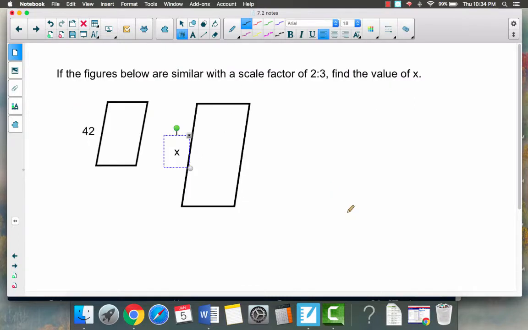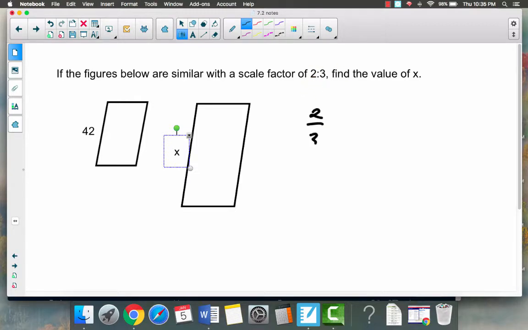Now let's go through an example where we would use our ratios and our scale factors and proportions to solve. So here we've got just two figures. It doesn't really matter what kind of shapes they are. They kind of look like parallelograms. And it says that they're similar and they have a scale factor of 2 to 3. Notice that 2 is smaller than 3, and this left one is smaller than the right one. So we're going to go in the same order that they wrote this scale factor.